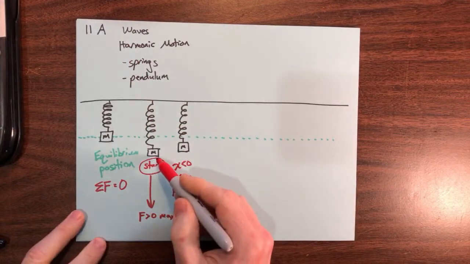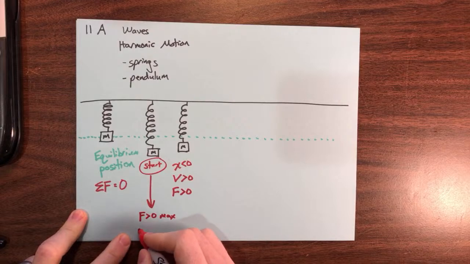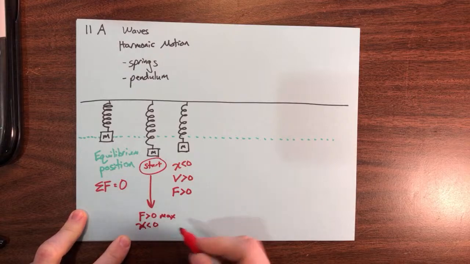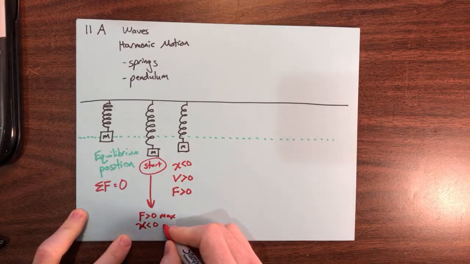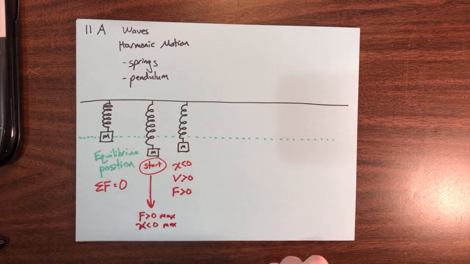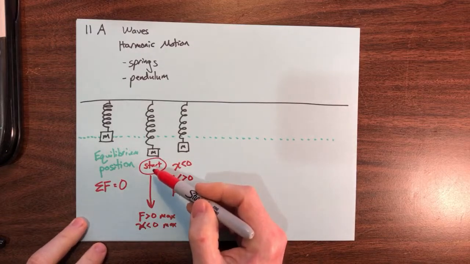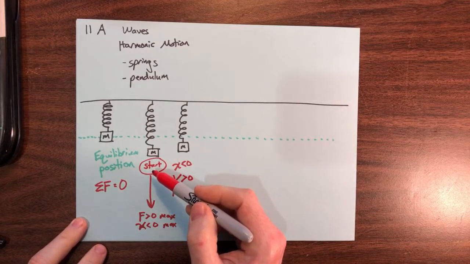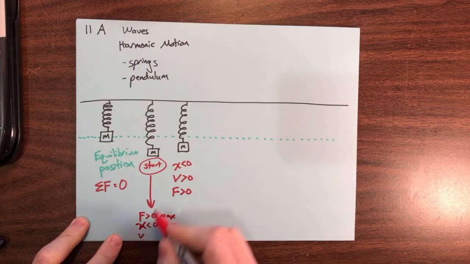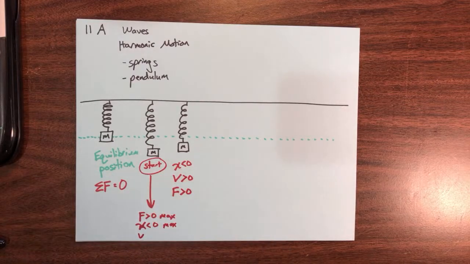And also at this starting point, the position x is still negative here, and it's also going to be a negative max here, okay? What do you think right at the point in time when you let it go, what is the velocity right at that starting point? Any ideas?